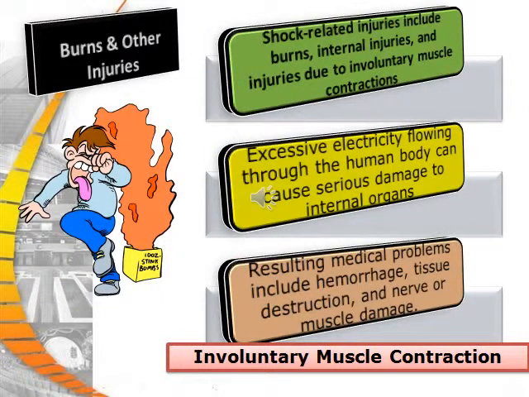Excessive electricity flowing through the body can cause serious damage to internal organs, usually resulting in medical problems including hemorrhage, tissue destruction, nerve and muscle damage, as well as involuntary muscle contraction.